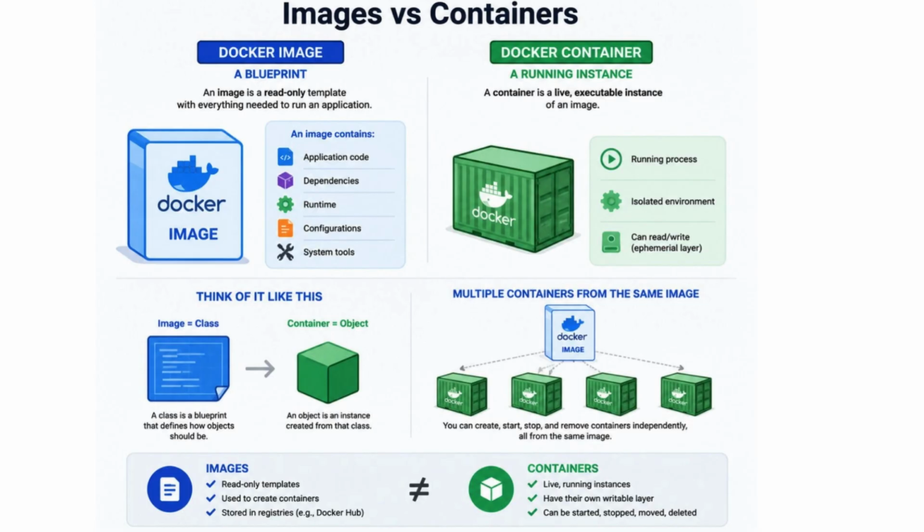Images versus containers. Now let's understand images and containers. A Docker image is a blueprint. It contains application code, dependencies, runtime, configurations, and system tools. A container is a running instance of an image. Think of it like this: an image is like a class, and a container is like an object created from that class. Multiple containers can be created from the same image. Images are read-only templates. Containers are live executable environments.